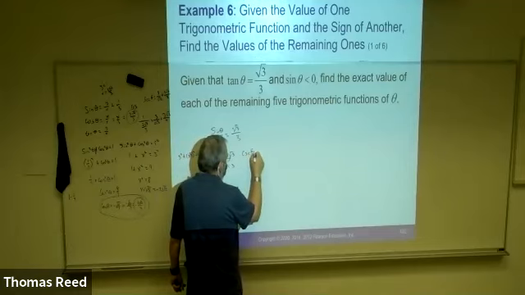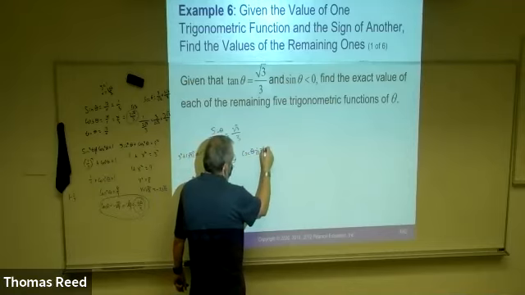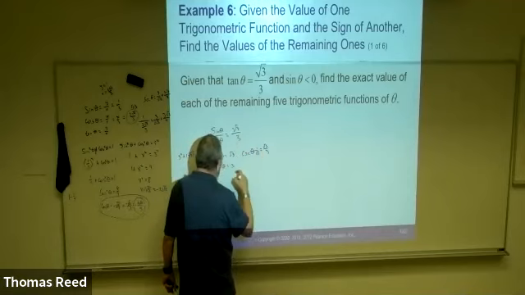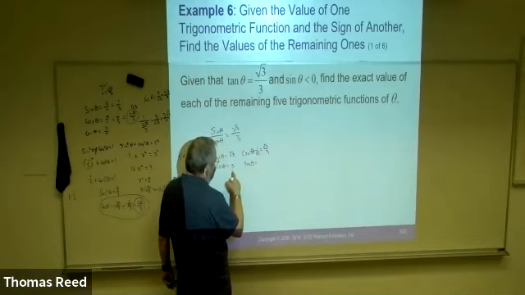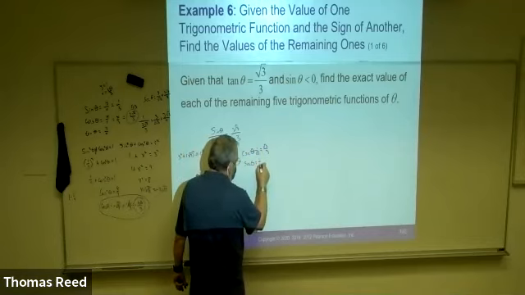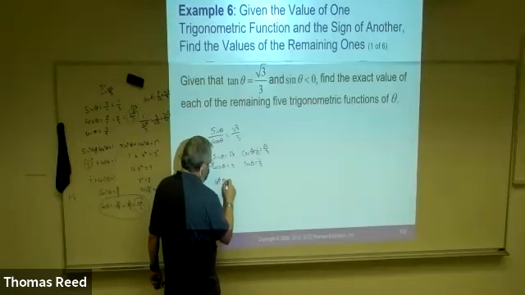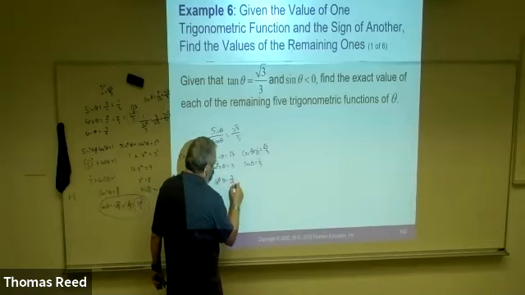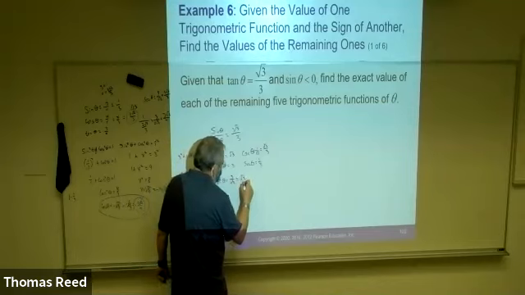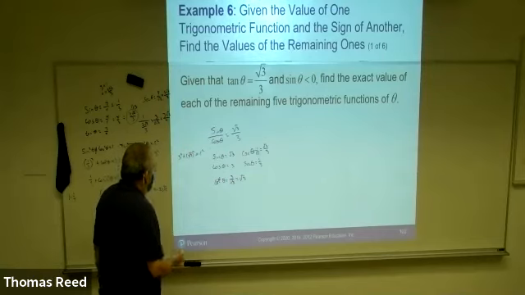Cosecant is 1 over sine. So that's going to be the square root of 3 over 3. Secant is 1 over cosine, or the reciprocal of cosine, which is 1/3. And cotangent is the reciprocal of tangent, which is 3 divided by the square root of 3, which winds up being the square root of 3. So we don't even need to find out what r is.